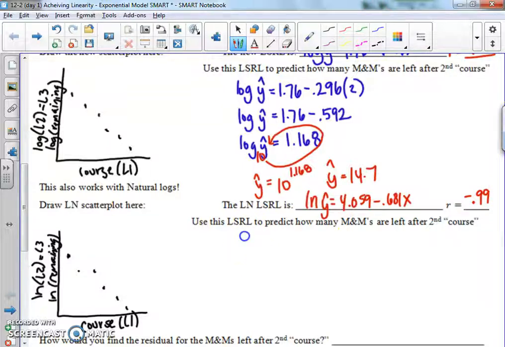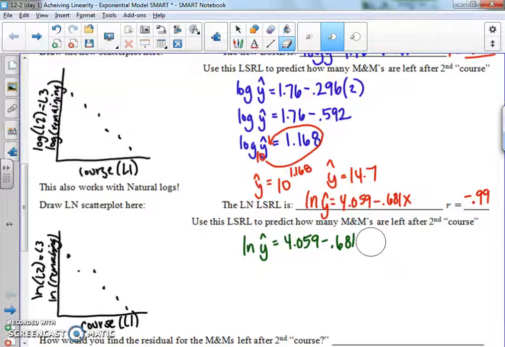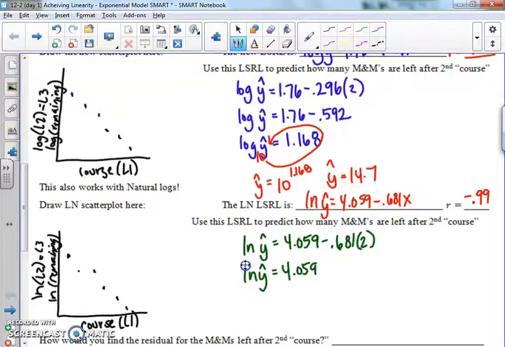So similar to what we did above, we're going to use the formula, the natural log of y hat equals 4.059 minus 0.681x. Except instead of x, we're going to plug in the course. We're wanting to predict it after 2 courses. So the natural log of y hat equals 4.059. If you multiply it out, it's negative 1.362. So again, it looks like they're different values, but let's just keep going and see what happens. The natural log of y hat equals, if you subtract those, you get 2.688.